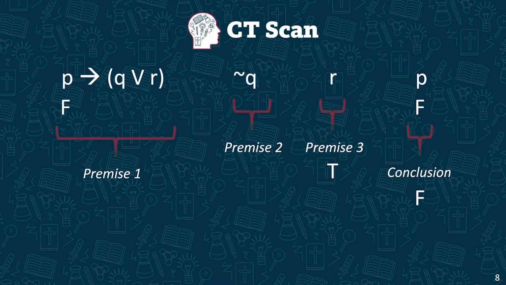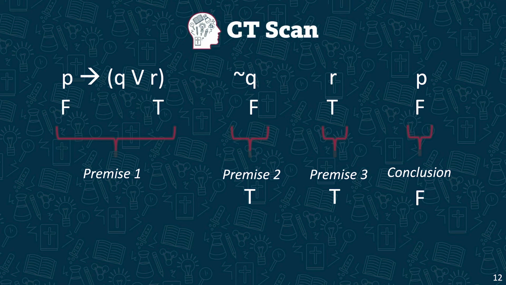Next, we think about what would have to happen for each of the premises to be true. Right away, we can see that one of the premises is just R. So for that premise to be true, R would just have to be true. So we'll write a T for true under R wherever else R appears in the argument. We can also see that another premise is not Q. So for not Q to be true, Q would have to be false. So we'll write F under Q wherever Q appears in the argument. These values make premises number 2 and 3 true.